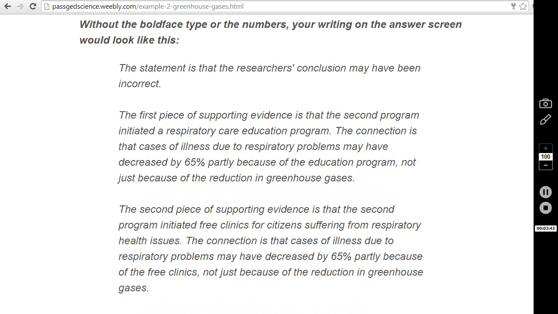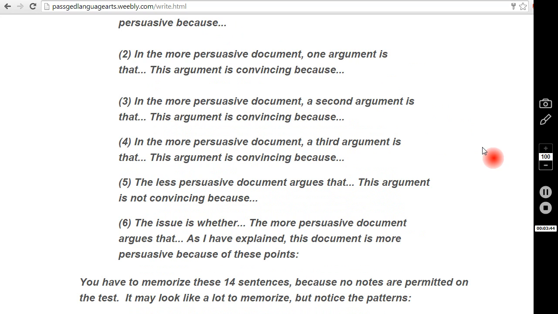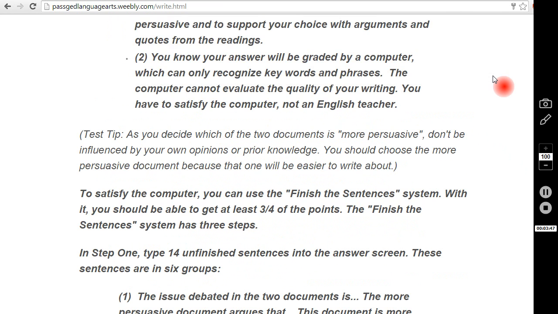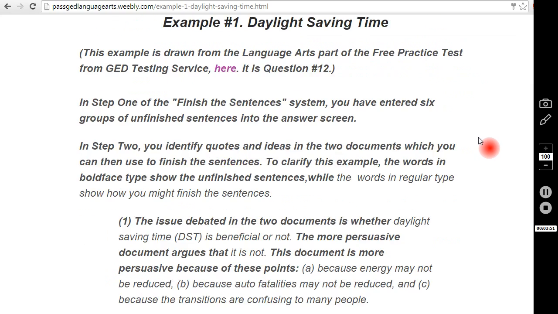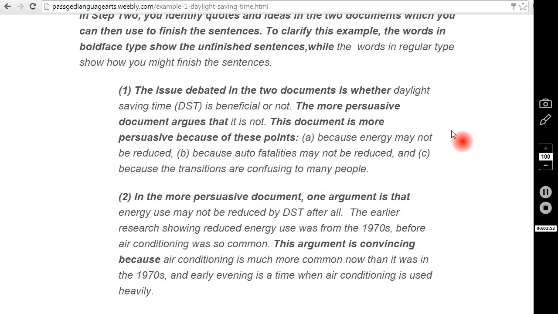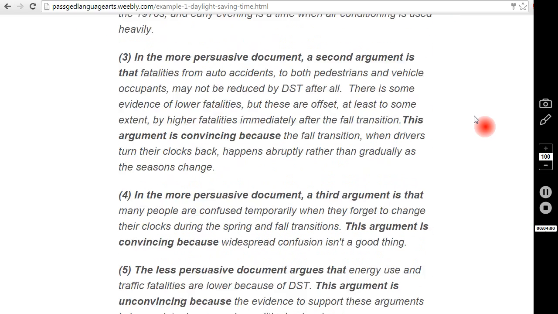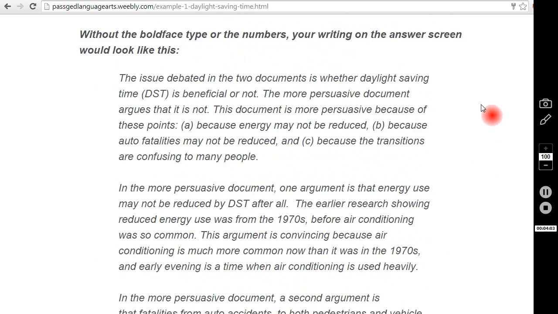In language arts, you would do the same thing. Let me go to the example. Here in boldface are the unfinished sentences. The regular type is what you add after reading and thinking about, in this case, 2 documents. And then if you clean that up, you'd get something like this in your answer sheet.